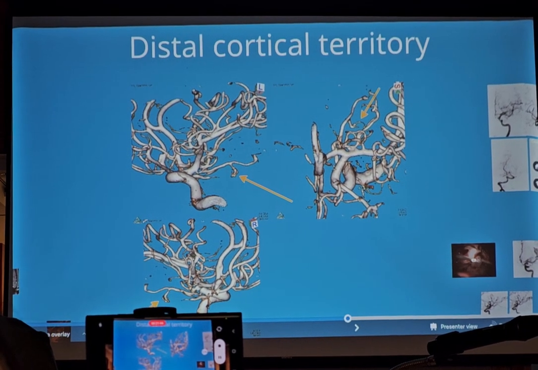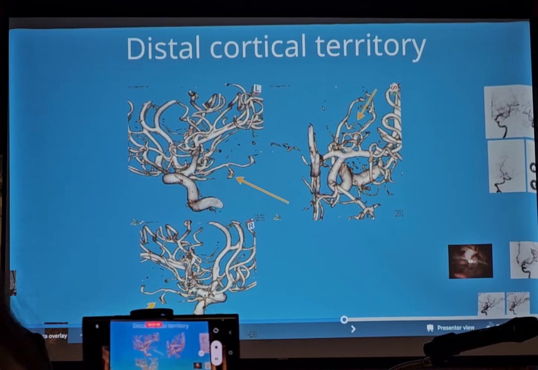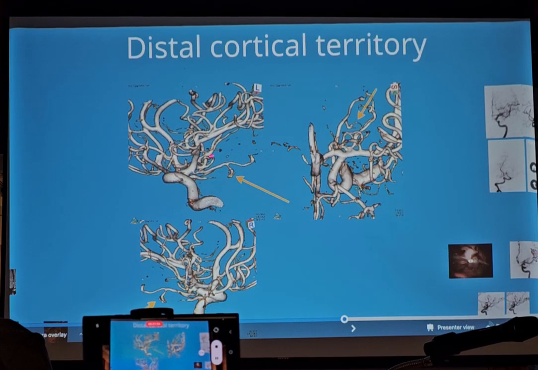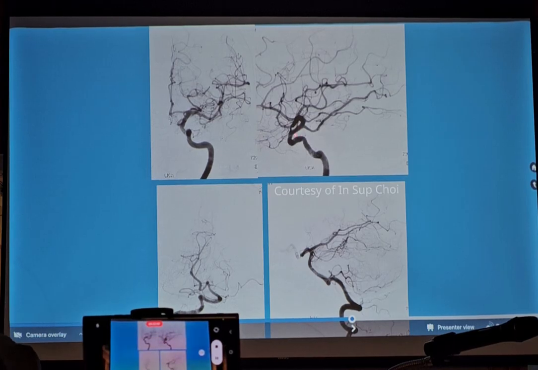What about the cortical territories? And these are important to identify, right? So you've seen some examples. Normally, the anterior choroidal has this cortical territory of the medial temporal lobes. That's normal. But then we can take over much larger cortical territories that are usually supplied by the posterior cerebral artery. So this is Inthrop's example.